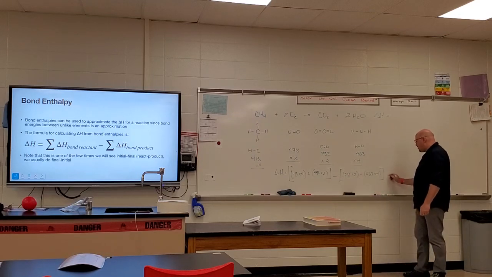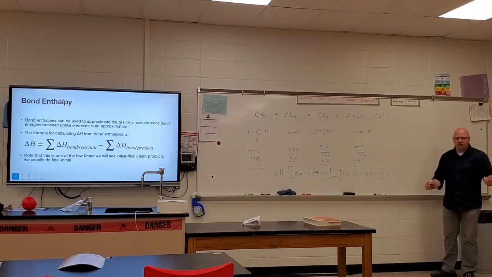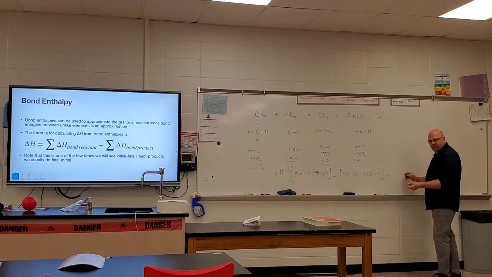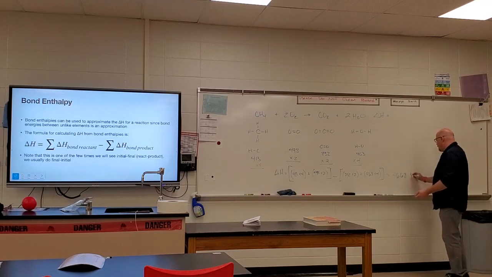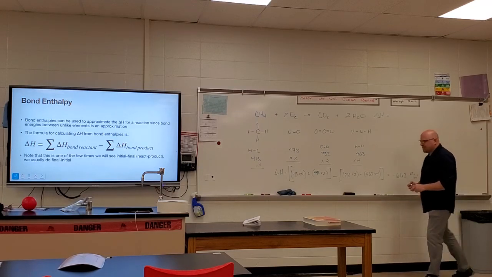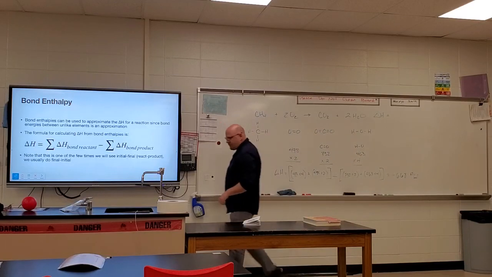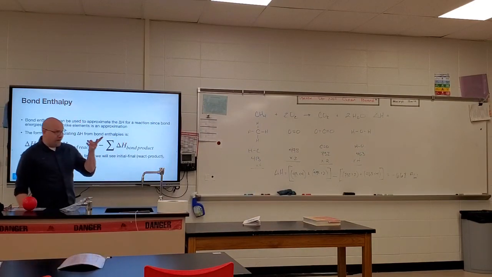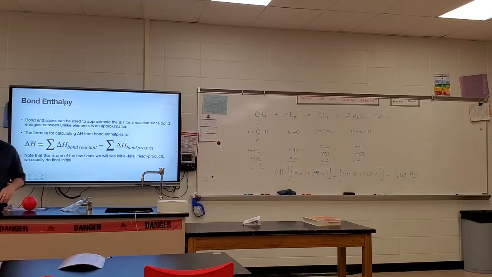Now just plug and chug, and you should get the exact same answer you got before, which was what? Negative 668. Just 668, that's right. Kilojoules per mole. Also, that's the second way. Okay? So you could just set it up, line stuff up, and make sure you keep track of everything, and change the sign on what needs to be changed, or you can plug straight into that equation.